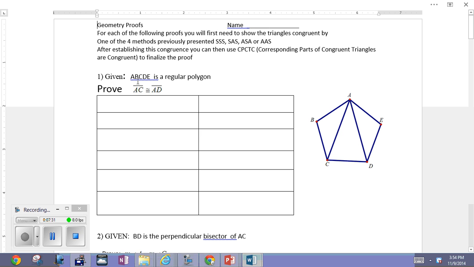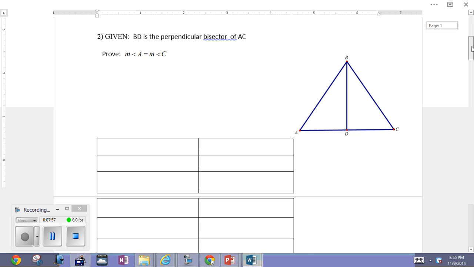In this proof, we're asking you to show that AC and AD are congruent. You must first show that triangle CBA and triangle DEA are congruent. So you first must show the triangles are congruent, same thing as we've done before. Once the triangles are shown as congruent, then this piece can be shown congruent by corresponding parts of congruent triangles are congruent.